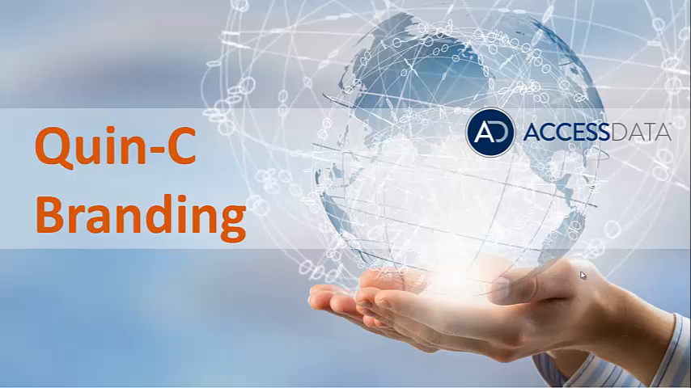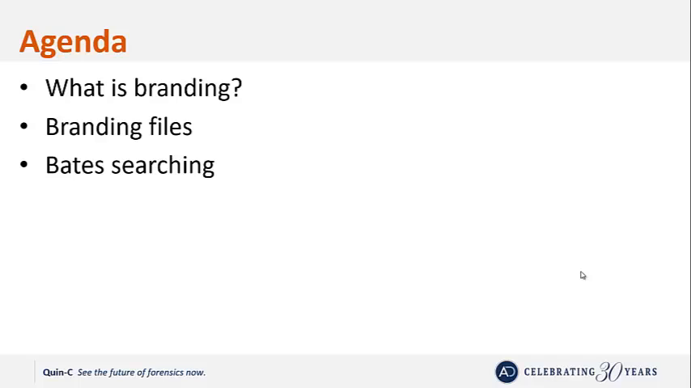In this video, we're going to discuss branding in Quincy. Quickly just touch on what branding is. We're going to show you how to brand some files, and then we're going to show you bait searching, which is bait stamping, a unique type of branding, one most of you are probably intimately familiar with. And then being able to search for those bait numbers is critical to using that functionality easily anyway.